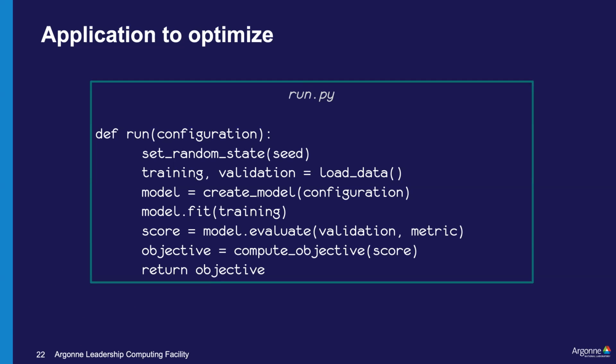Once the problem is defined, you have to define the run function, which corresponds to how you evaluate a configuration. Here is a simple example of how machine learning models generally work. You set a random seed locally, you load the training and validation data, you create your model based on your configuration, you fit your model on the training data, you evaluate a score on the validation data with your preferred metric, you compute an objective and return this objective. The run function has to return a scalar value that is optimized by DeepHyper.